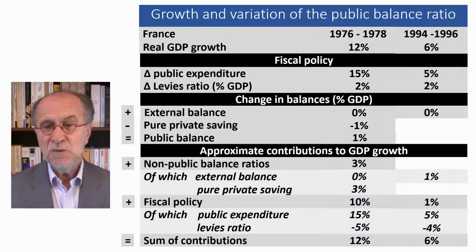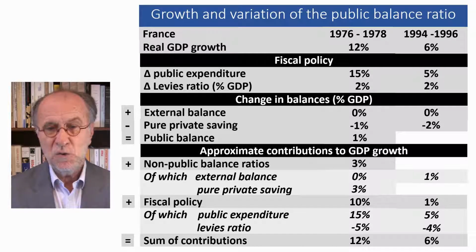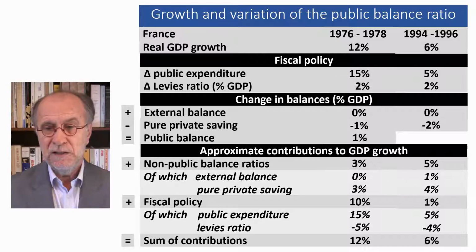The external balance ratio edged up only slightly, so it had little impact on growth over the 3 years. Instead, the 2% decline in the pure private savings ratio was the source for most of the growth over the period, as well as for the 2% improvement in the public balance ratio. Growth during the second period was half the level of growth during the first period, even though the public balance ratio improved by twice as much. This example shows clearly that the impact of growth on the public deficit depends on the source of that growth.